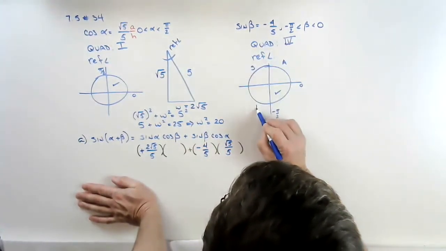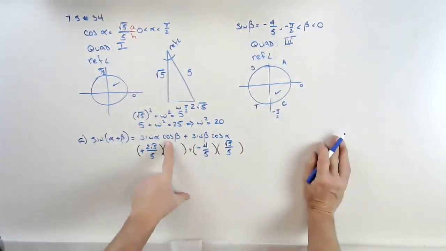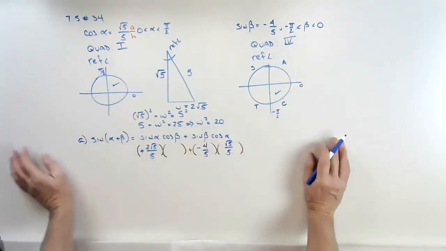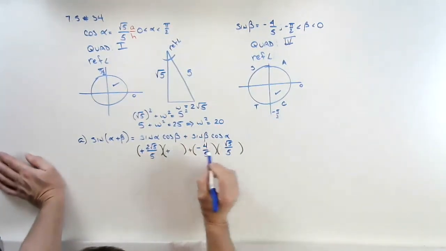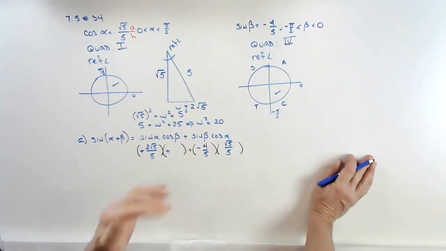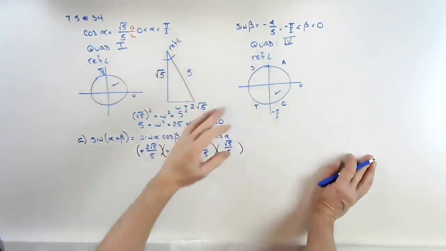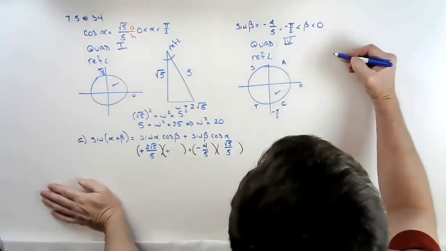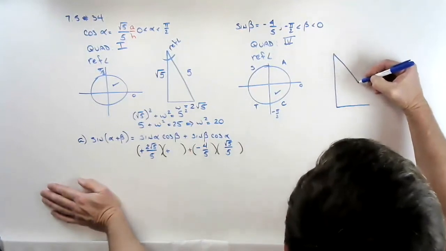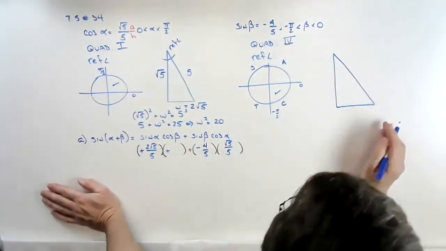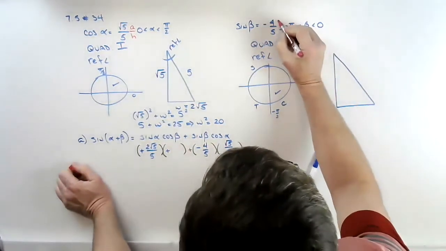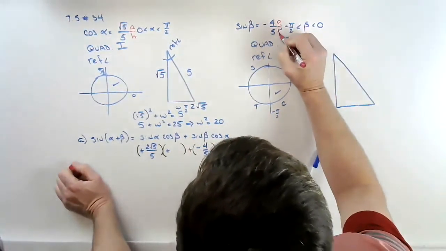All students take calculus. We're doing cosine. We're in quadrant 4, so this is going to be a positive number here. Now, what is the cosine of beta going to be? Well, to find that, I'm going to draw my triangle. Again, any right triangle will do. We know sine is opposite over hypotenuse.